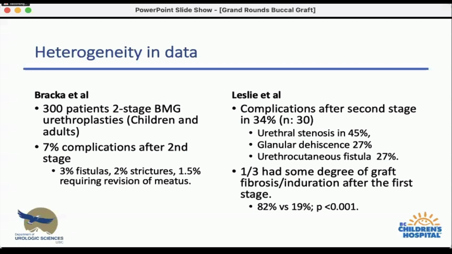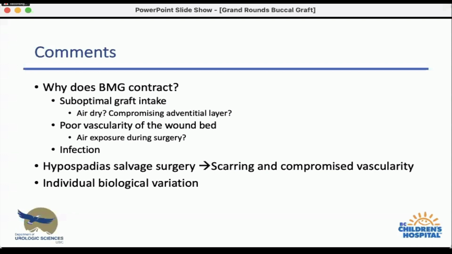Now, there is a lot of heterogeneity in the data, and it is really difficult for us to understand why some patients failed. This is an example of how two different authors, one from UK and one from Canada, have different complication rates for the same procedure. Braca reports a 7% complication rate, while Leslie and colleagues report a 34% complication rate, much similar to our results, huh? So why do hypospadias repairs fail?